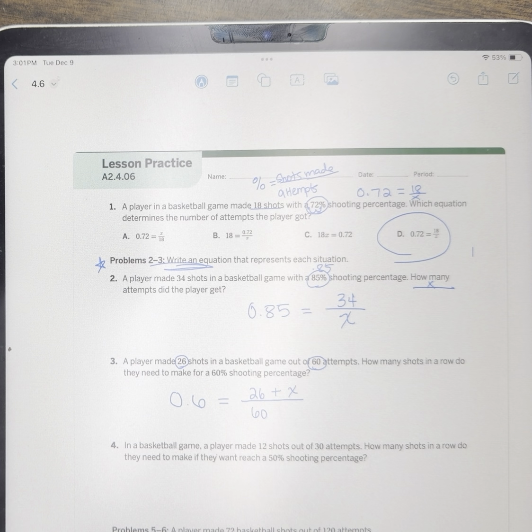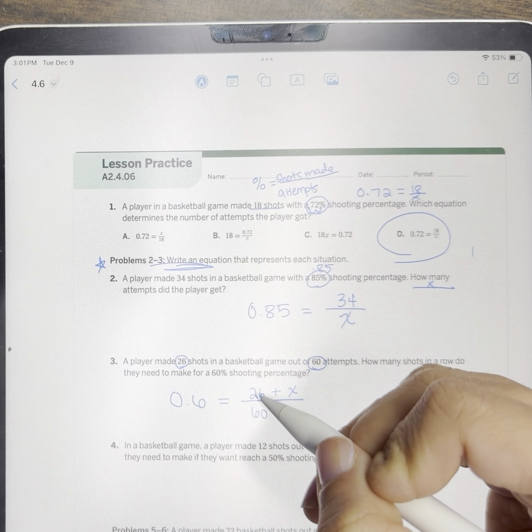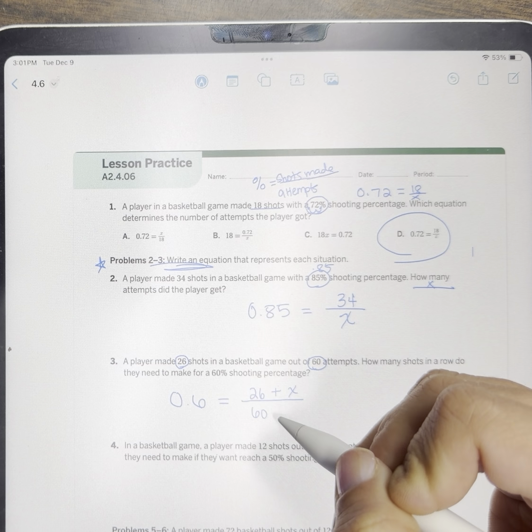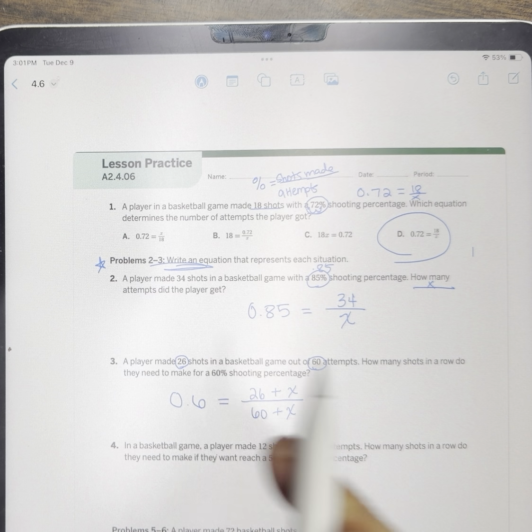So x more shots. If I take x more shots, that's going to increase. If I take and make x more shots, that's going to increase my shots made by x, so plus x. But it's also going to increase my attempts, so it's also going to be plus x. All right, so this is the situation where you do plus x and plus x. And I'm not going to solve because, again, I don't think they want me to.